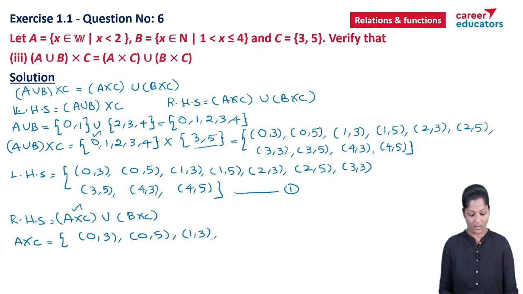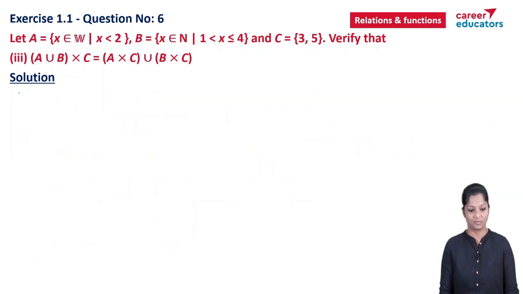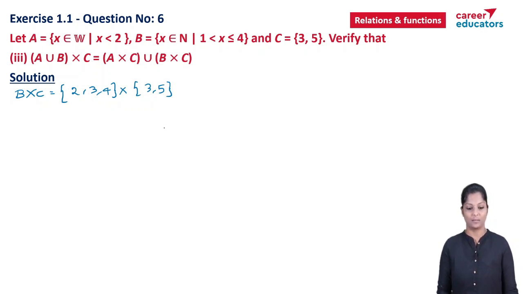1, 3 and 1, 5. Next, we have to find B cross C. B cross C equal to, write all the elements of B, 2, 3, 4, cross, write all the elements of C, 3, 5. To find B cross C, we have to pair each element of B with each element of C. Take the first element of B and pair with all the elements of C.